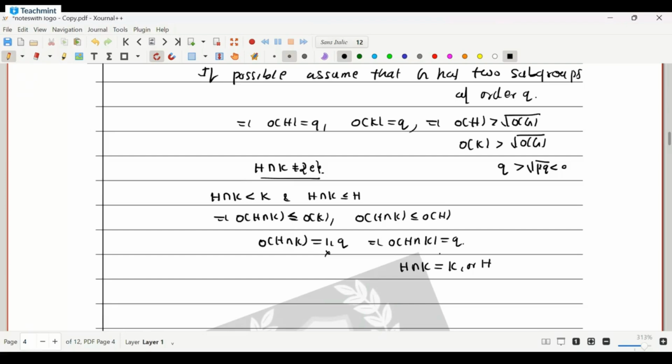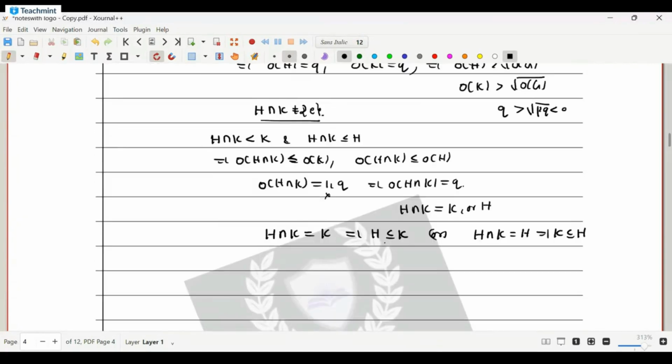Yes, sir. Therefore, if H intersection K is equal to K అయింది అనుకోండి, which implies H is entirely a subset of K, sir. Or if H intersection K is equal to H అయింది అనుకోండి, then K is entirely a subset of H అండి. So if H is entirely a subset of K and K is entirely a subset of H, by these two conditions we can conclude H is equal to K.